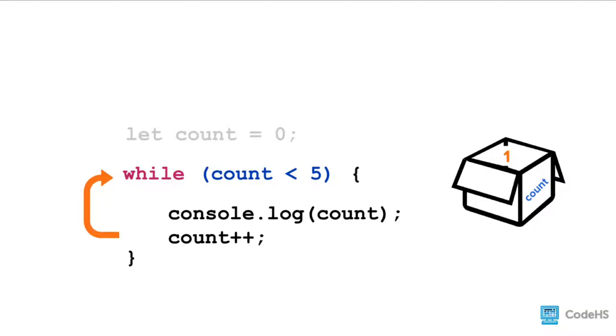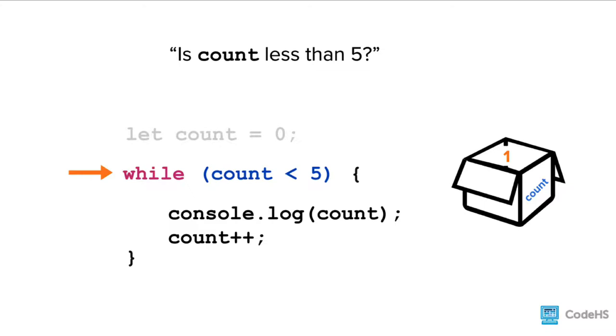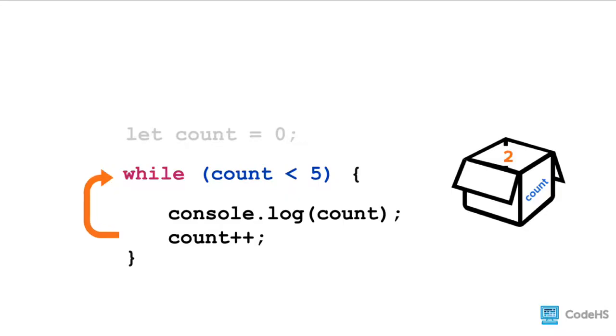Then we repeat the while loop again, this time with a variable count assigned the value of 1. So then we check it again. Is count less than 5? 1 is less than 5, so then we execute the code once more. This loop continues until the condition is no longer true. Once the condition count is less than 5 is no longer true, then the while loop ends.